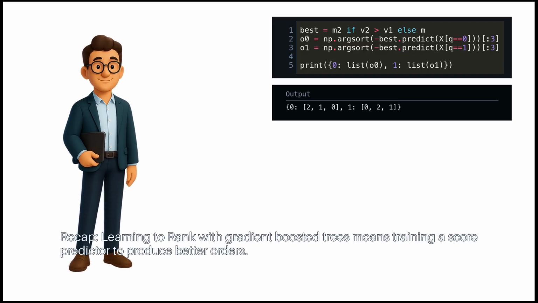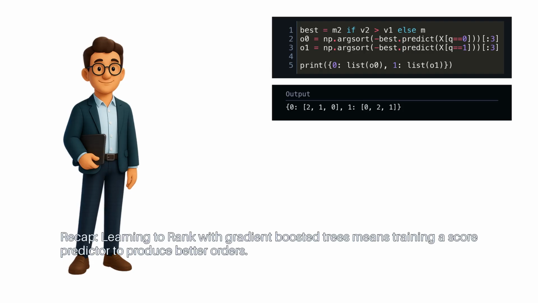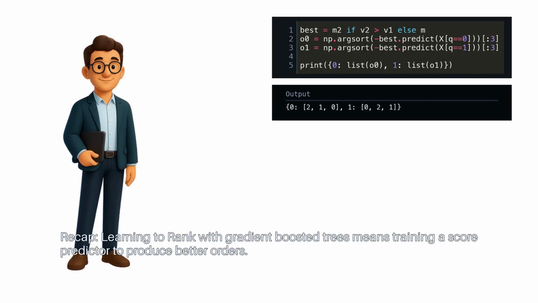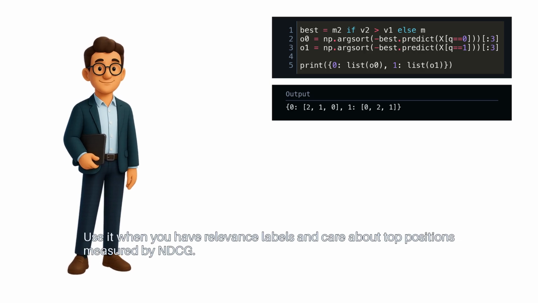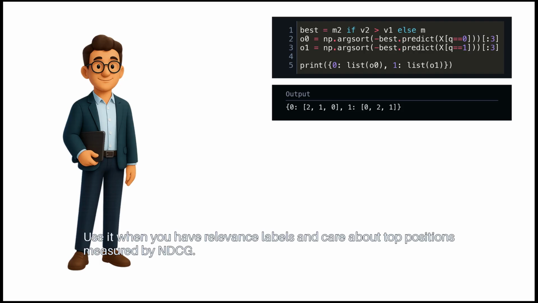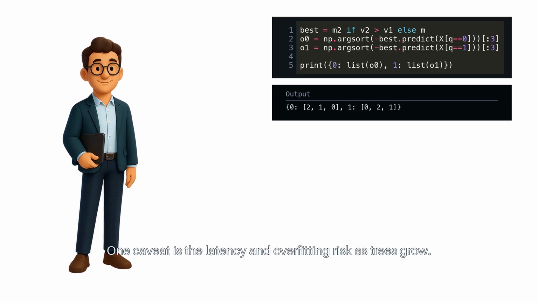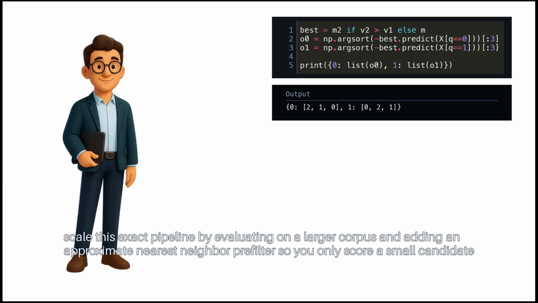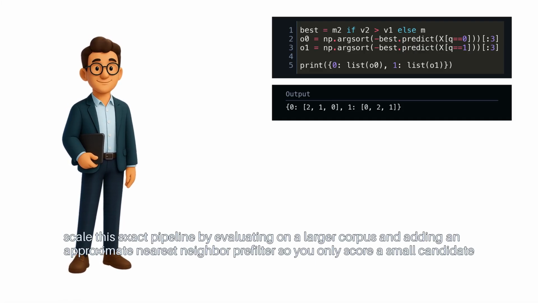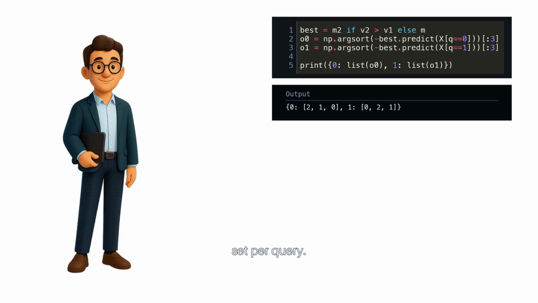Recap: learning to rank with gradient-boosted trees means training a score predictor to produce better orders. Use it when you have relevance labels and care about top positions measured by NDCG. One caveat is the latency and overfitting risk as trees grow. Next step: scale this exact pipeline by evaluating on a larger corpus and adding an approximate nearest neighbor pre-filter, so you only score a small candidate set per query.